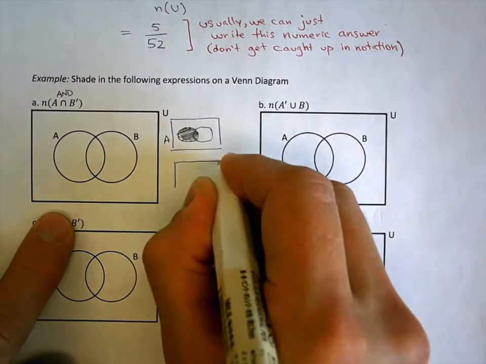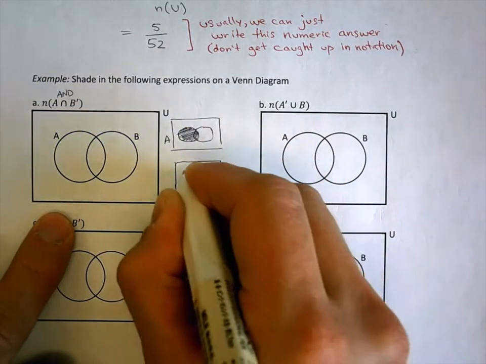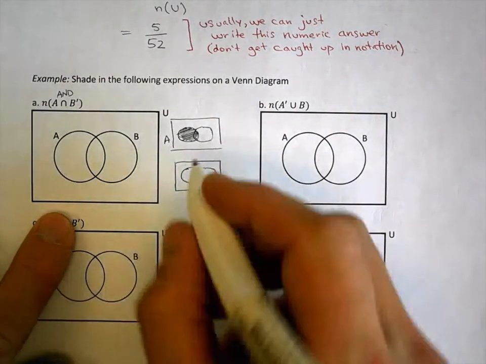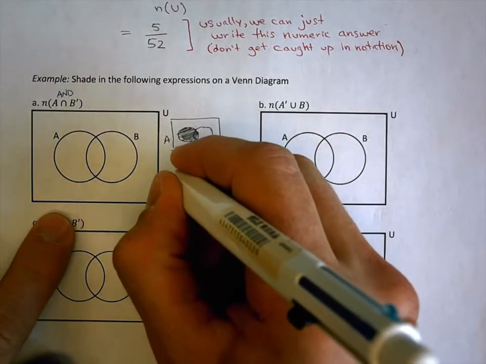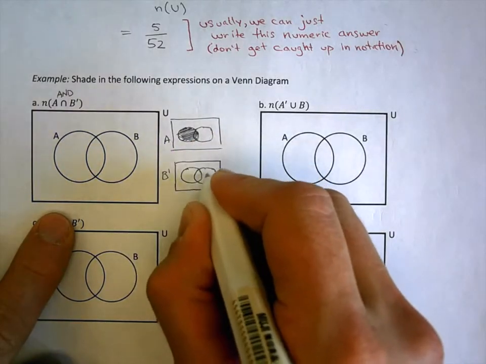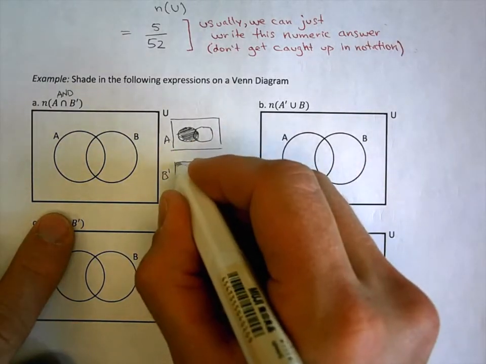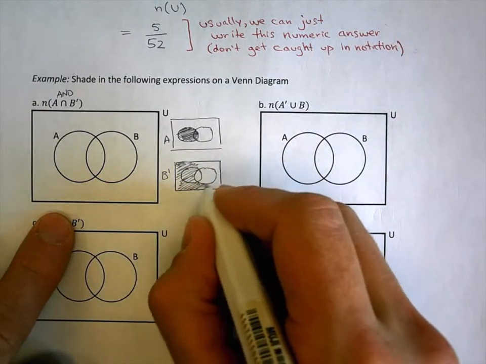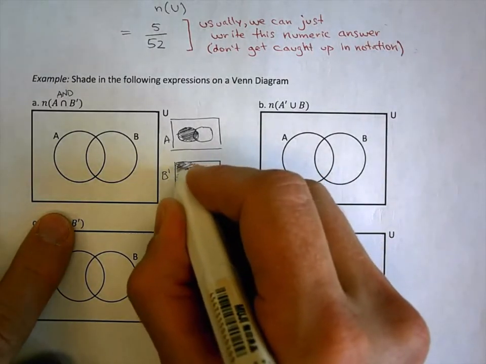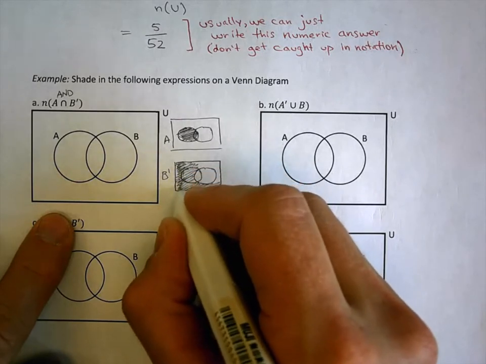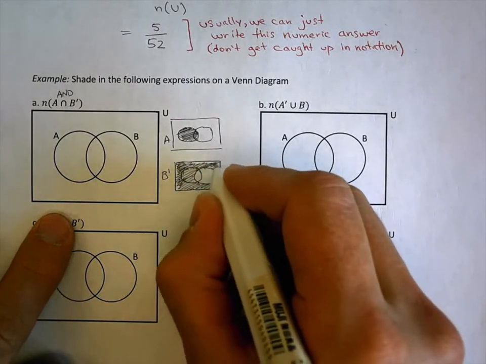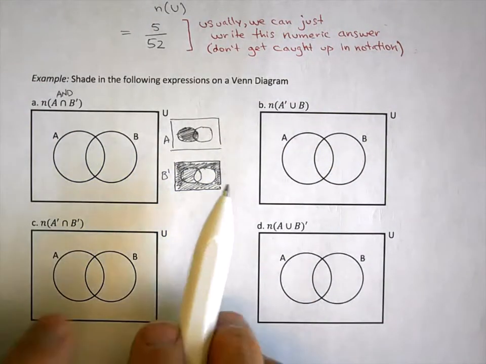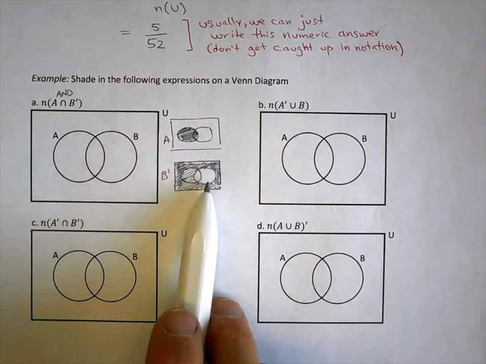And then what would be the complement of B? Well, B is everything inside this circle. Complement of B is everything outside of this circle. So it's actually a lot. It's partly the other circle, it's all of this space here, but it does not include this circle. Okay, so now this is A, and this is B complement.